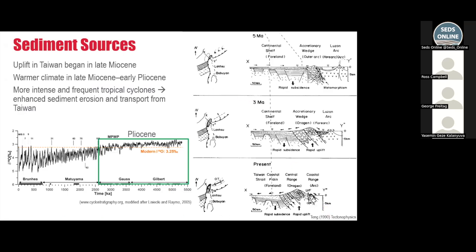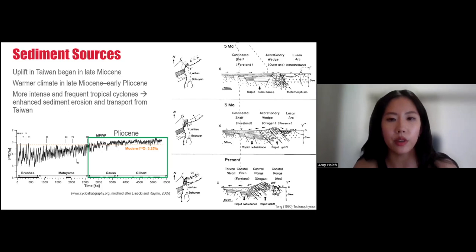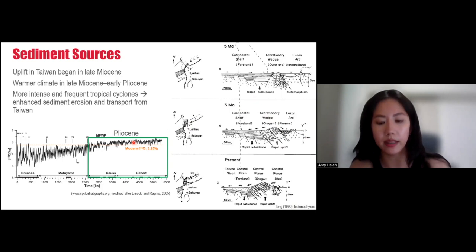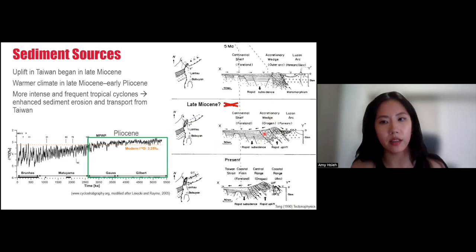And in the Paleo-Taiwan Strait, or the Western Foreland Basin, it was thought that sediment contribution from Taiwan didn't begin until the early Pleistocene and possibly the late Pliocene. However, the uplift of Taiwan began in the late Miocene. And back in the late Miocene to early Pliocene, the climate was also warmer, so there should have been more frequent and stronger tropical cyclones, which would have increased sediment export from Taiwan to the basin. So this shift in sediment source to the adjacent basin should also have occurred sometime in the late Miocene.